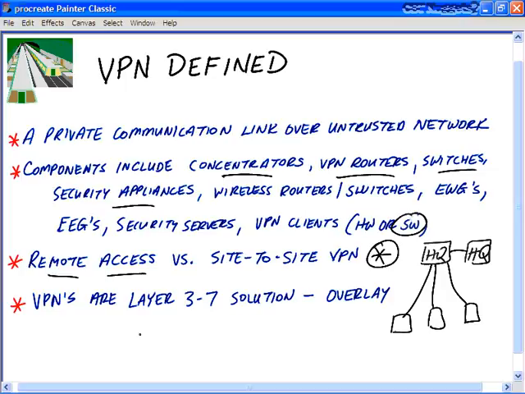A VPN solution, as far as the OSI model goes, is a layer 3 through layer 7 solution. So the network layer all the way through the application layer, and it's what we call an overlay. It lays on top of the network infrastructure or network layer physical and data link. So a VPN typically will lay on top of whatever network infrastructure you have in place for your organization, whether it be over frame relay or ATM or SONET, some type of technology like that. And rarely does a VPN deal with the data link layer or the layer 2 functionality.